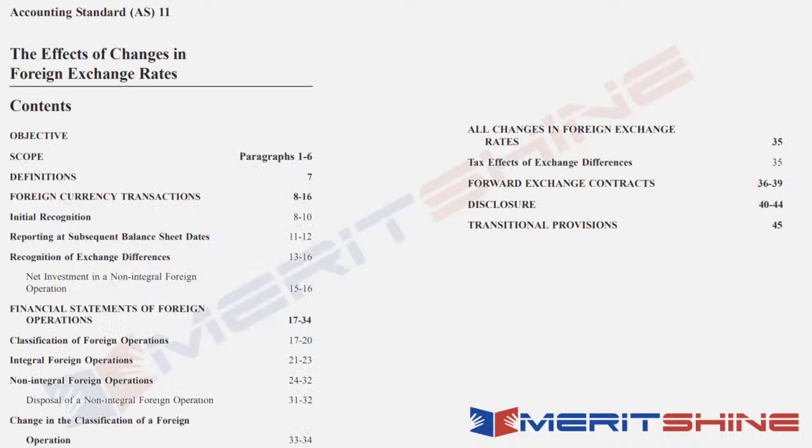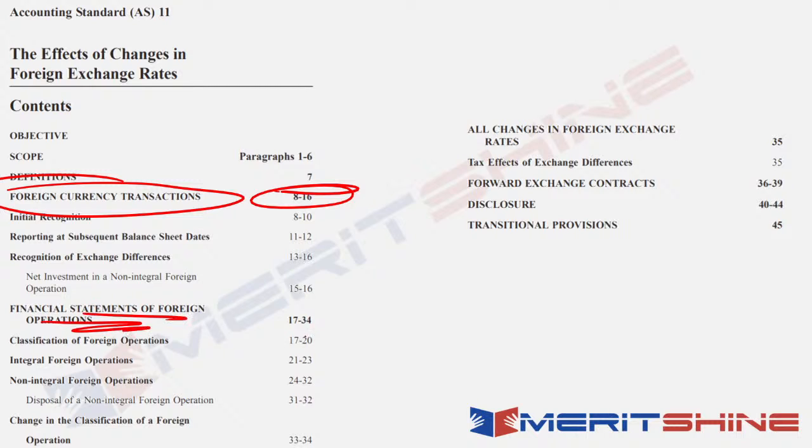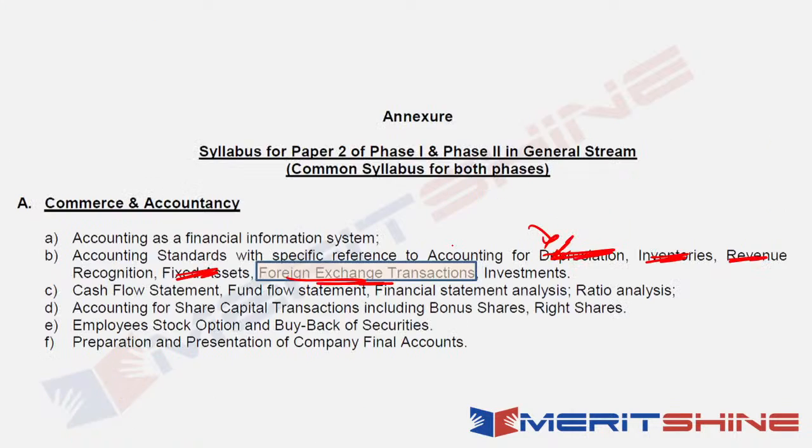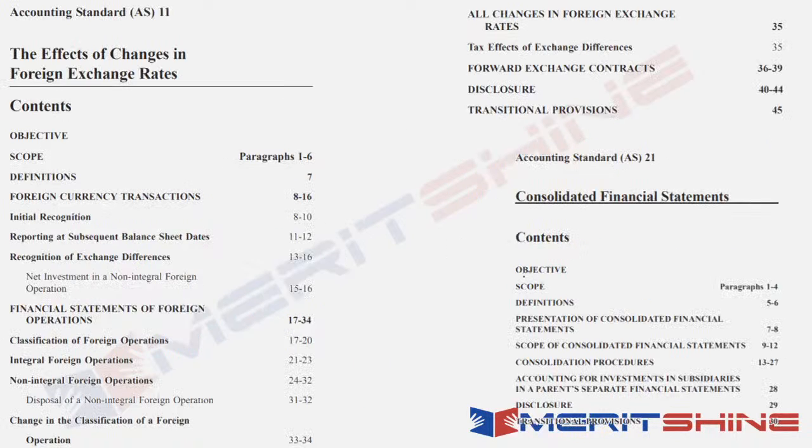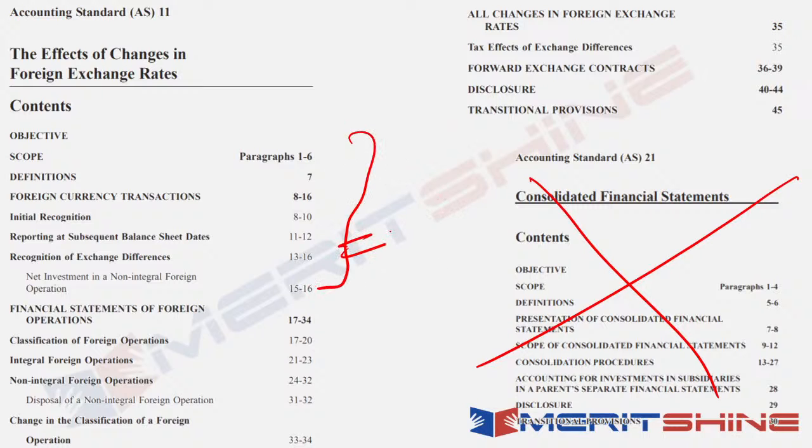Now if you look at the ministry's website, the foreign exchange or the foreign currency transaction is only till 8 to 16. From here, foreign statement operation starts. As per my understanding, they will be testing you here. To be safe, you can read till this. The other confusion can be, can AS21 also be included? I will say don't go so far. Concentrate on this 8 to 16 thoroughly, read line by line.